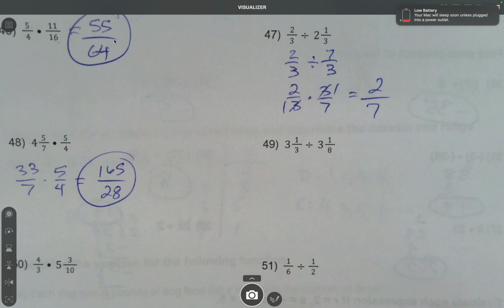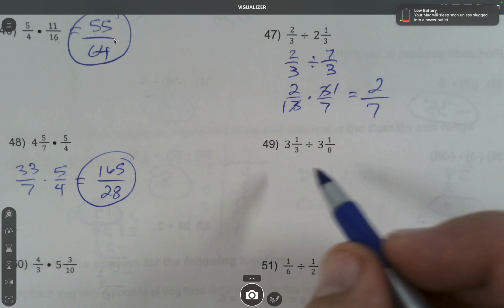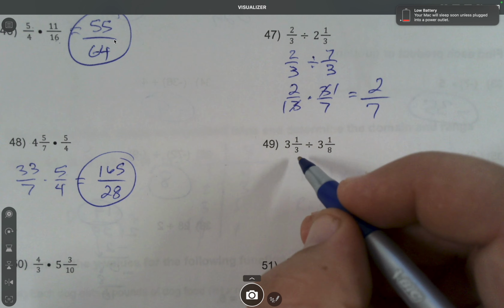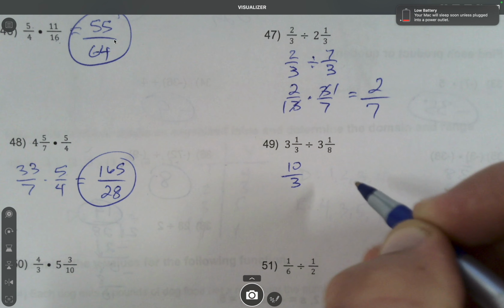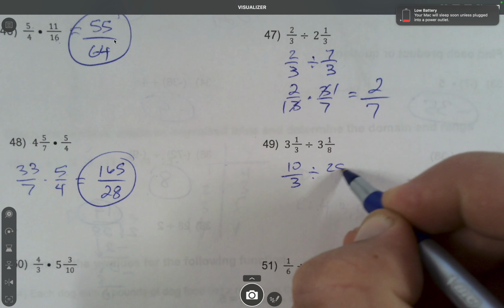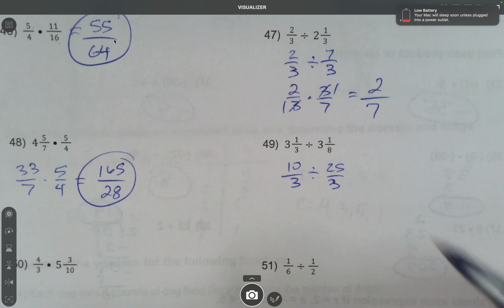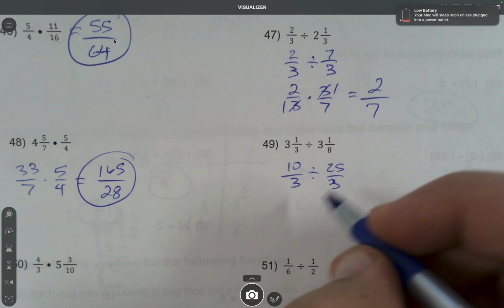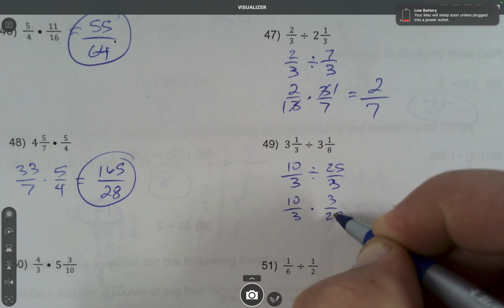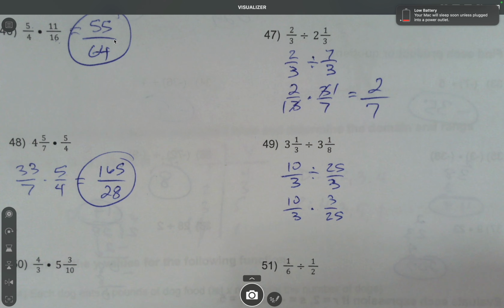Okay, 49 is similar to 47. We'll need to change them to improper fractions. 3 times 3 is 9, plus 1 is 10. 3 times 8 is 24, plus 1 is 25. But to divide by a fraction, I have to multiply by the reciprocal. We've got some canceling out we can do here.